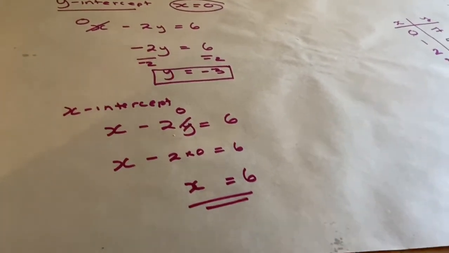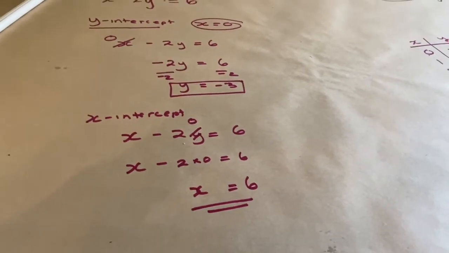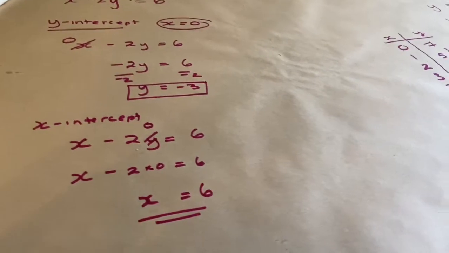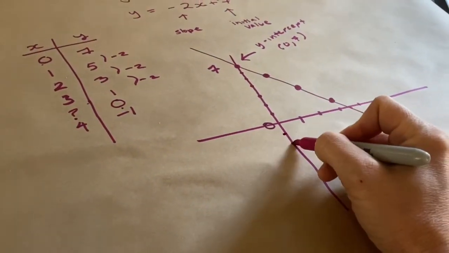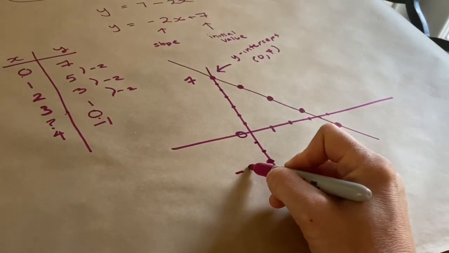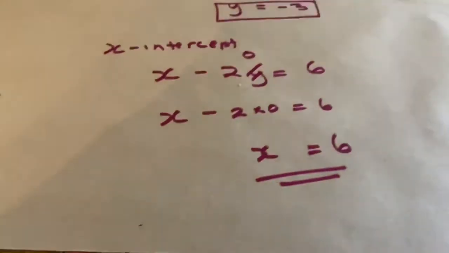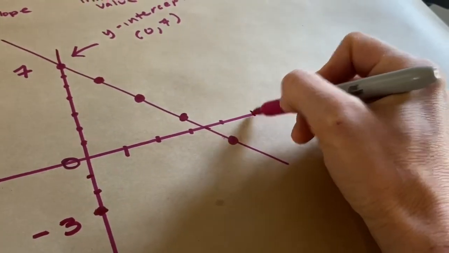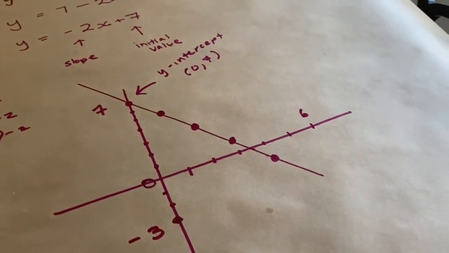Okay, so now I know the y-intercept and the x-intercept of that second line. I know that my y-intercept is touching right here at negative 3. And I know that my x-intercept is at 6. 1, 2, 3, 4, 5, 6. I'm going to take my ruler, actually my piece of plastic.